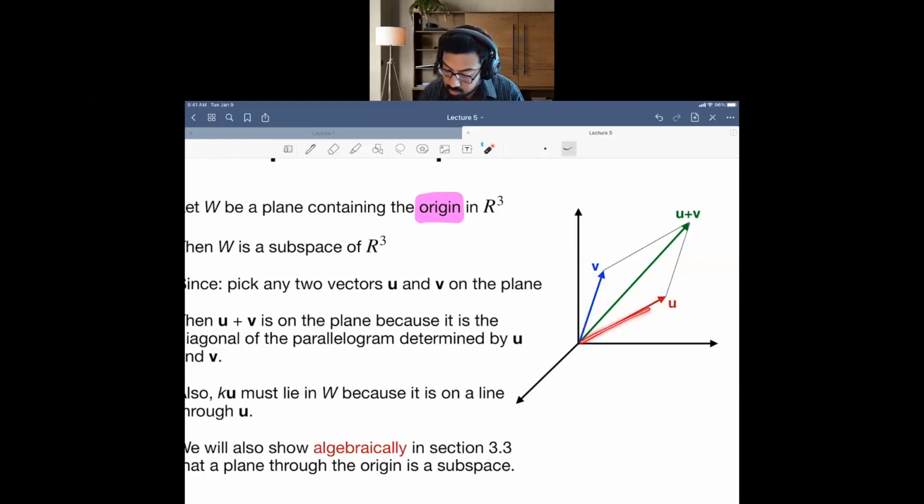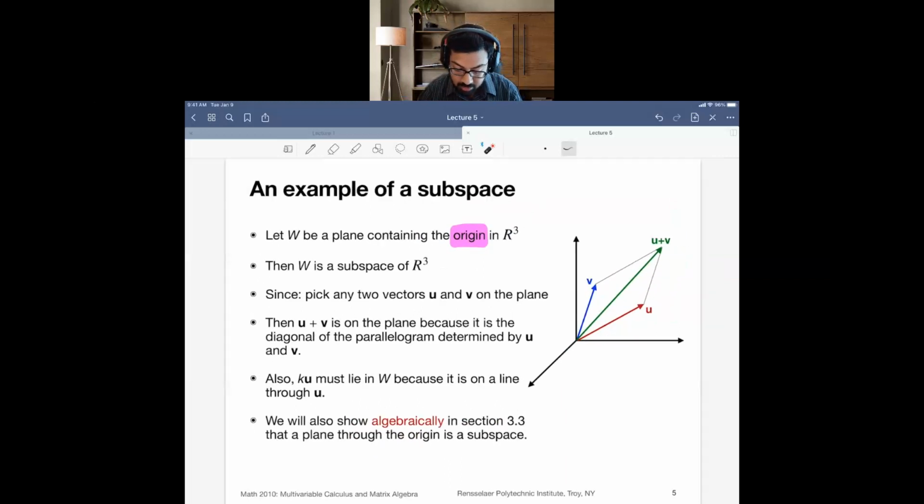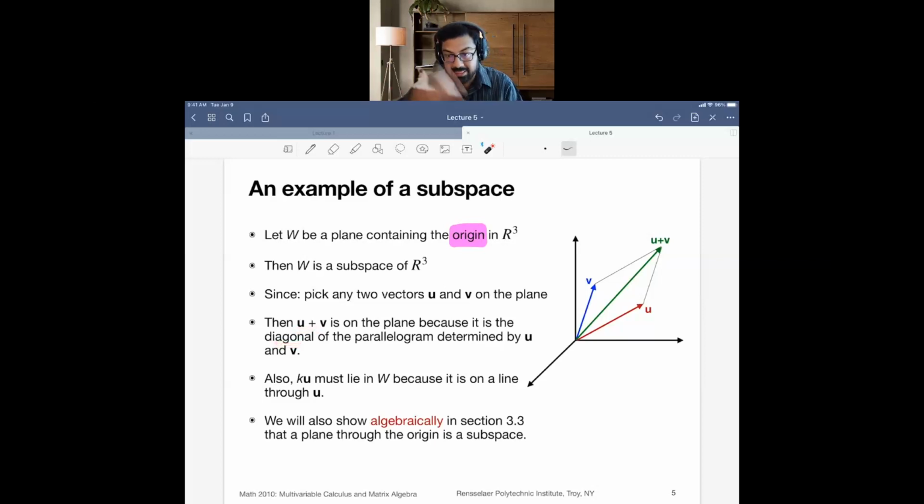When I add U and V, I'm going to get another vector that is drawn in green over here that is also going to belong to that same plane. So that plane is going to include U plus V, because when you add U plus V, the answer is going to be the diagonal of the parallelogram that I've sketched. And that parallelogram essentially is on that same plane W, which means that this proves closed with addition.